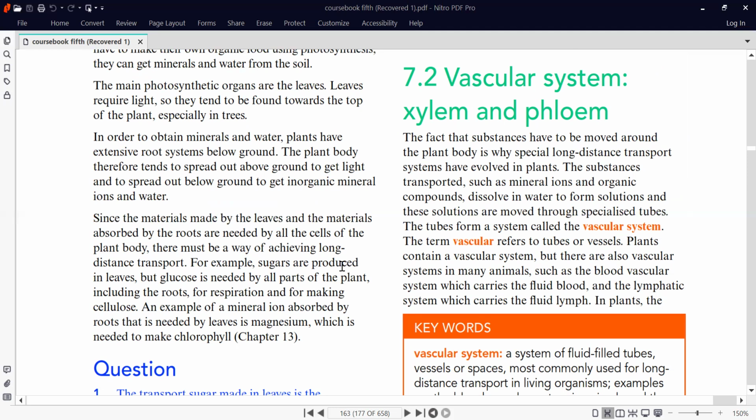Now we come towards the next one. They are talking about the vascular system. Vascular system mein, when we talk about the vascular system, first substances have to be moved around the plant body. That is why special long distance transport system has been evolved, and substances are transported. Mineral ions.